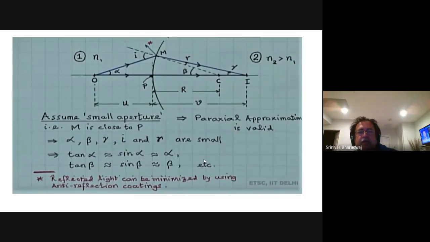Typically, one thing that they often do is that reflected light can be minimized by using an anti-reflection coating. So when do you have that? Why do you have minimization of reflected light? Sometimes you want to absorb as much light as you can, and sometimes you don't want to absorb any light at all.